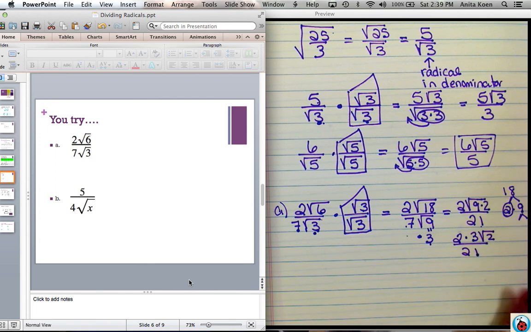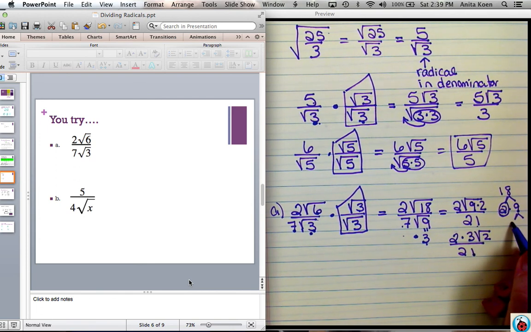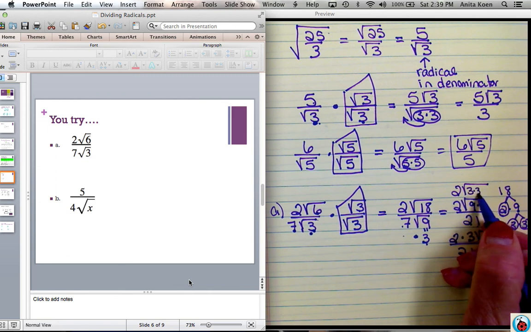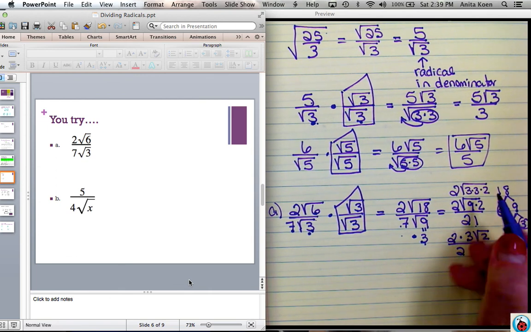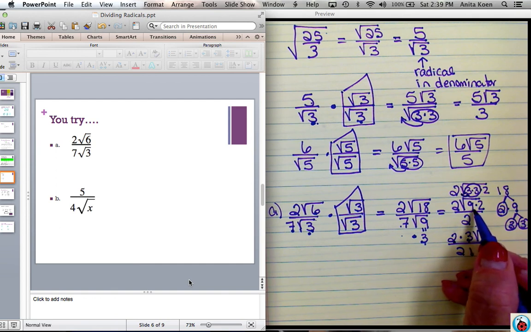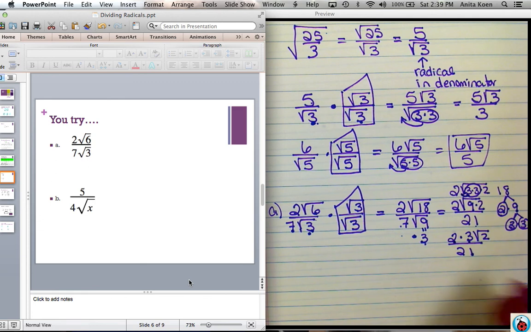Now, if you can't see that, then you need to go ahead and do your factor tree. 3 times 3 for 9. So right here what I have is 2 times 3 times 3 times 2. Those two 3's come out as one 3. So that's 2, and this 3 comes out. That's really my square root of 9. And the 2 stays under the radical, the square root of 2. 2 times 3 is 6 times the square root of 2 divided by 21. I can't simplify any of that, so I will just leave it as it is.